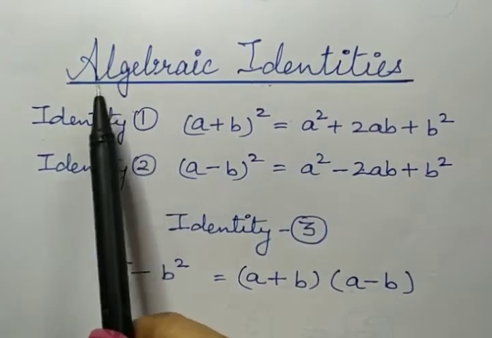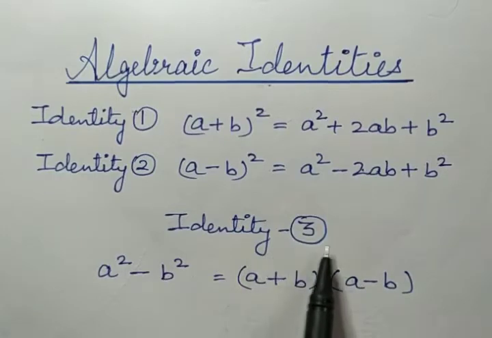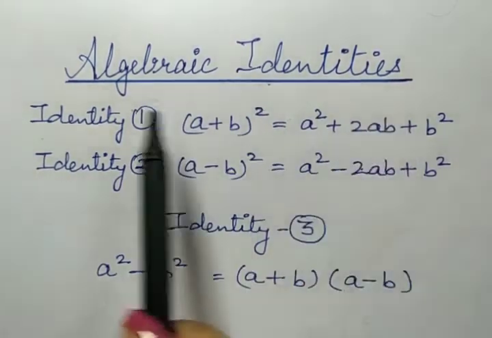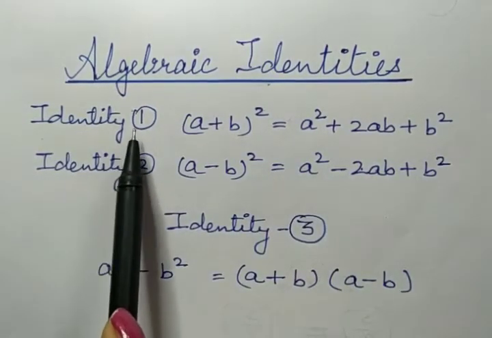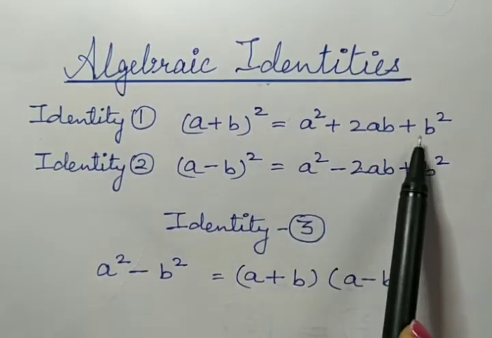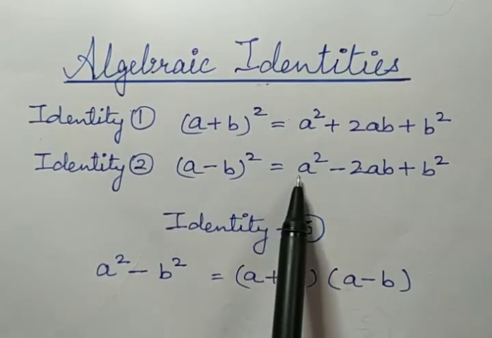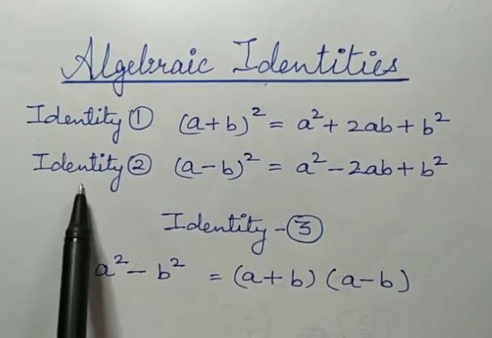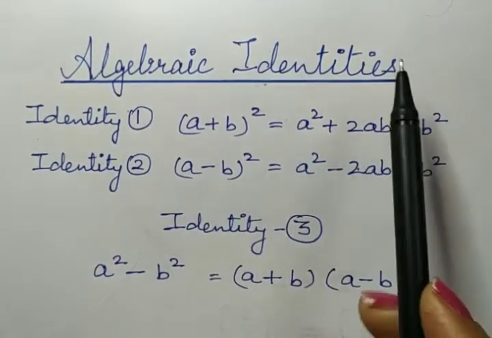In the continuation of algebraic identities, now we will learn about identity 3. In our previous videos, algebraic identities part 1 and part 2, we have already learned about identity 1, that is (a + b) whole square is equal to a square plus 2ab plus b square, and identity 2, that is (a - b) whole square is equal to a square minus 2ab plus b square. Both the identities have been explained with examples in the videos.